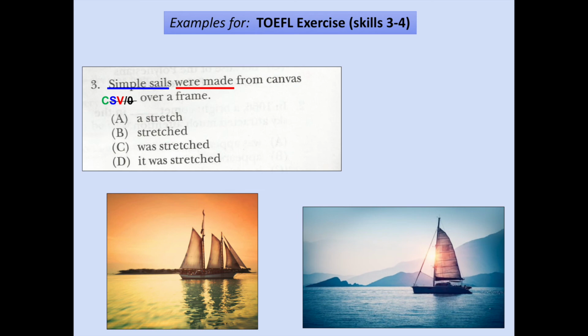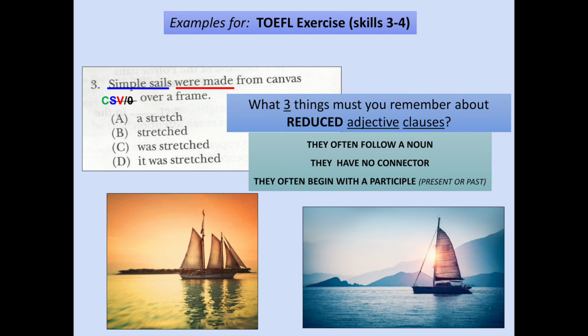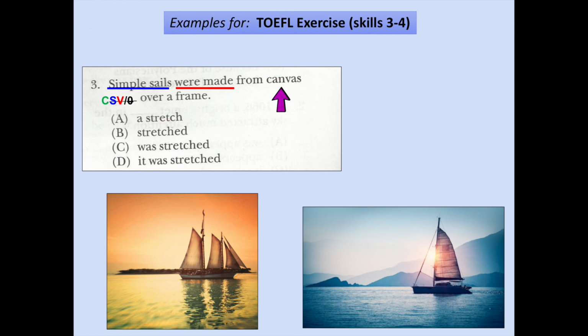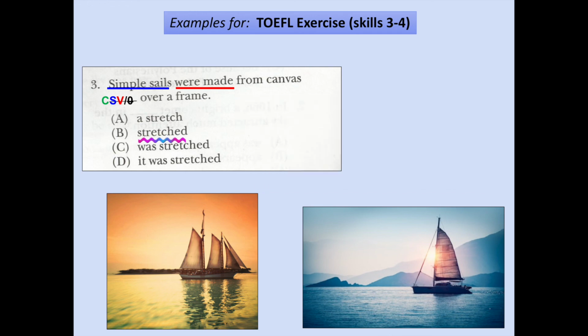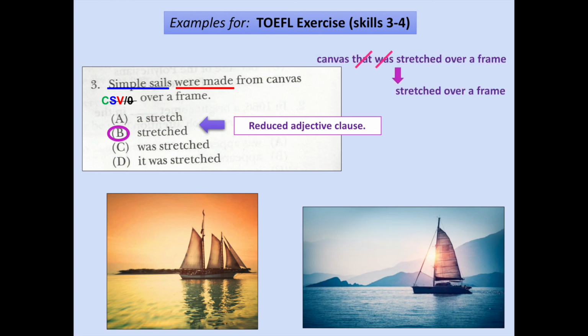So let's think about the 3 things we need to remember about reduced adjective clauses. They often follow a noun. Look, right before the blank is a noun, canvas. They have no connector. There's no connector. They often begin with a participle, present or past. Here is a past participle. So this is a reduced adjective clause. Canvas stretched over a frame. The non-reduced clause would be canvas that was stretched over a frame.